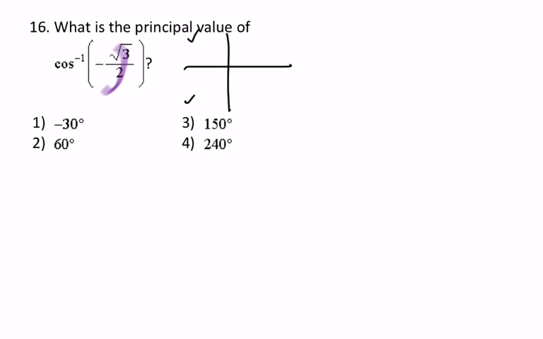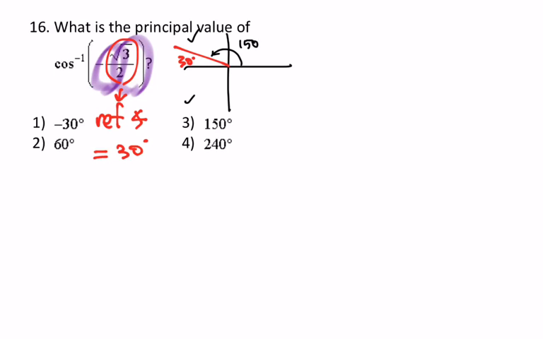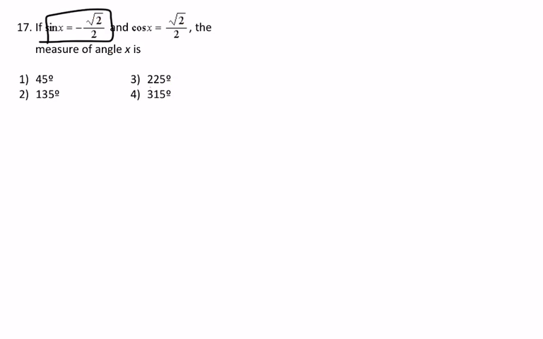Cosine is negative, so therefore we are looking at those two angles, second quadrant and then third quadrant. And then the value is equal to radical 3 over 2. That means our reference angle must be 30 degrees. So we could have 180 minus 30 in that way, which is equal to 150. Now, let us move on to the next question, number 17.